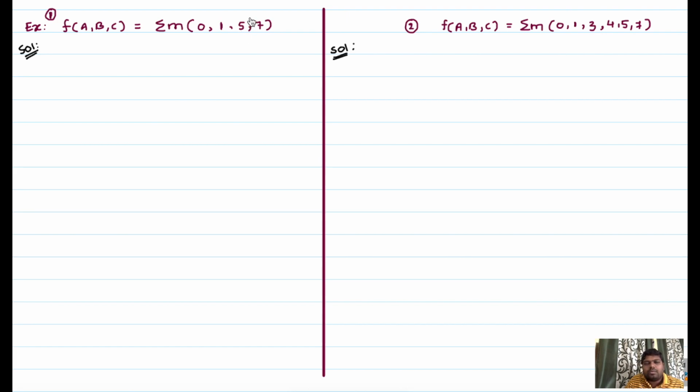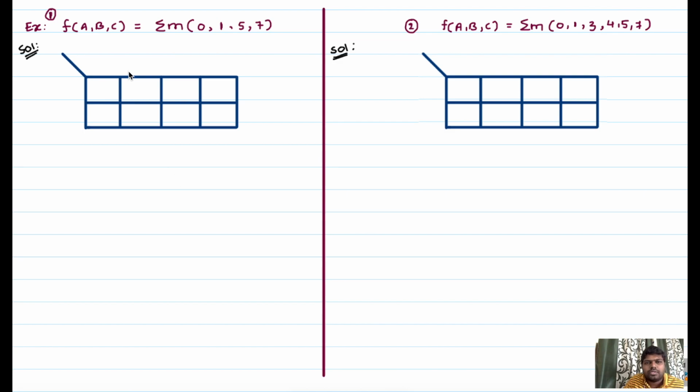Okay. So now here already provided f of a, b, c. This order is also very important. So these are the three variables. Out of that, the enabled possibilities are 0, 1, 5, 7 here. The enabled, that means active, possibilities are 0, 1, 5, 7. So first you can take a three variable K-map.